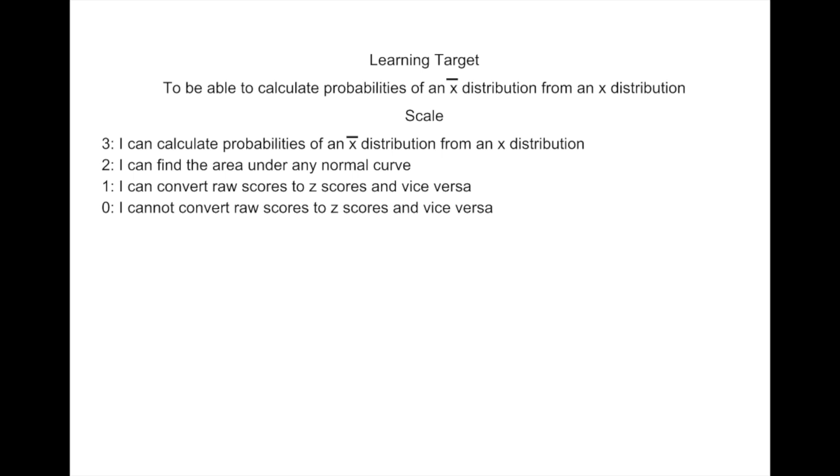The learning target for today is to be able to calculate probabilities of an X-bar distribution from an X distribution. Your scale: 3, you can calculate probabilities of an X-bar distribution from an X distribution. 2, you can find the area under any normal curve. 1, you can convert raw scores to z-scores and vice versa. And 0, you cannot convert raw scores to z-scores and vice versa.